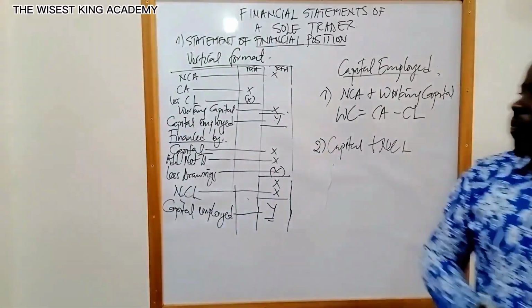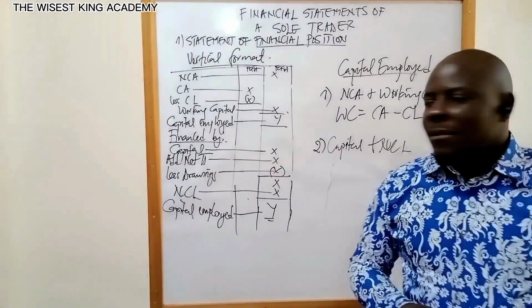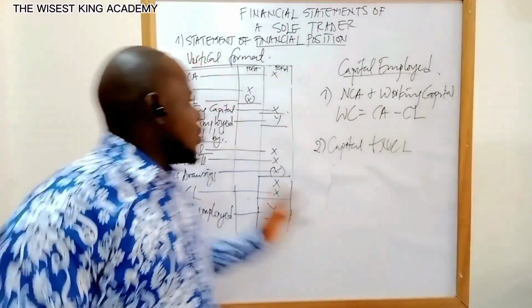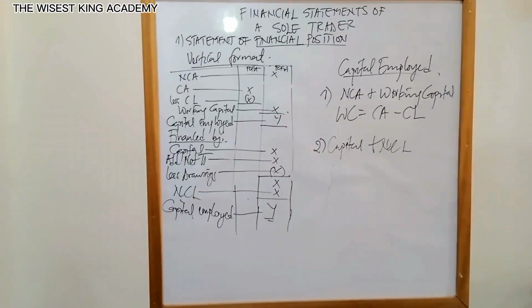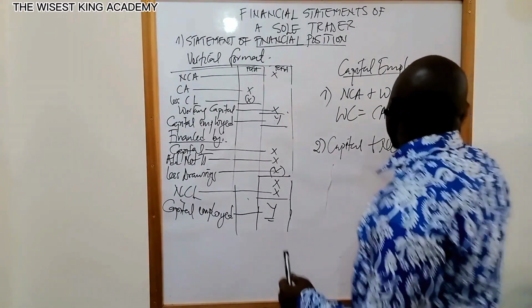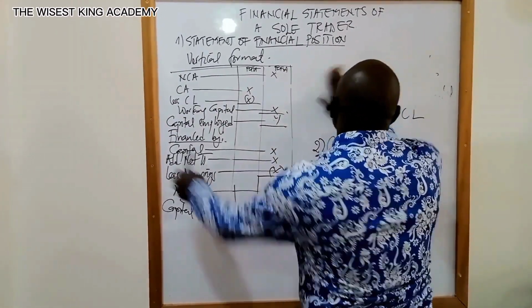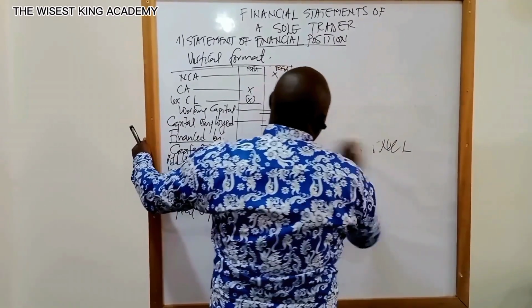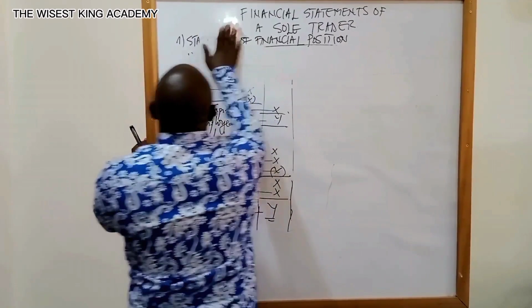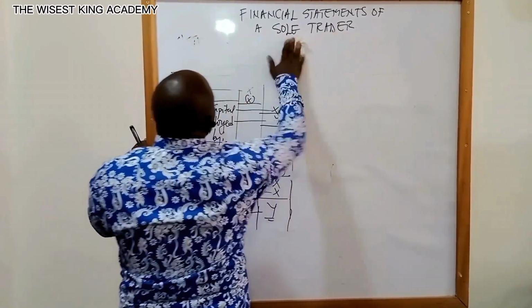So we can see. Take 5 seconds to analyze. Okay, let me wipe the board. We are going to move straight to the second type of financial statement.